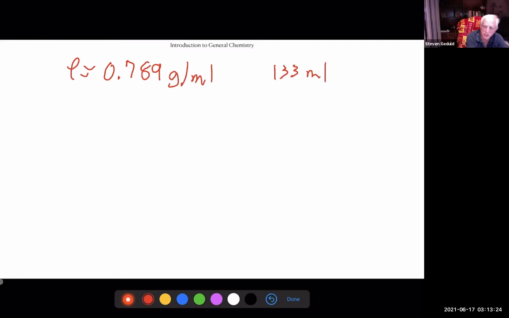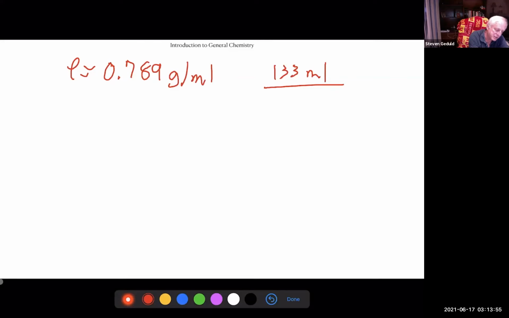Okay, ethanol is alcohol. That's vodka. That's what you drink. Mix your ethanol and water. Depending on the concentration of water, you get scotch, bourbon, whatever you drink. But ethanol is alcohol. That's your drinking alcohol. And the density is 0.789 grams per milliliter, right? And it says how many grams is 133 milliliters, right?